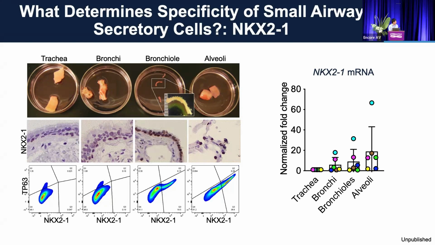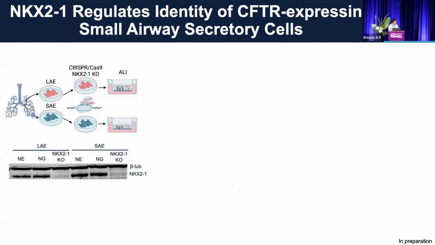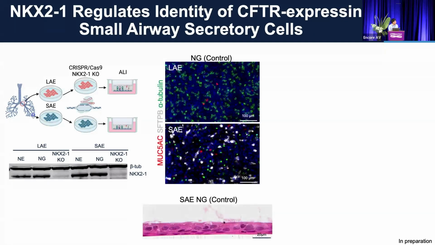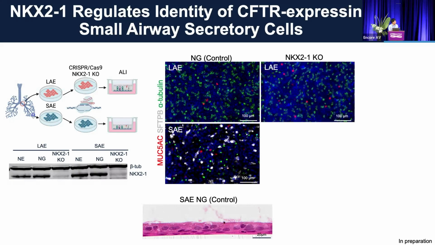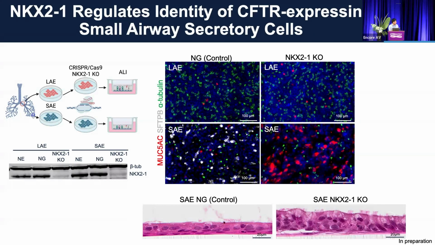So we focused on this transcription factor and performed CRISPR knockout of this gene in both large and small airway primary airway epithelial cell cultures. This is a control culture showing nice ciliated cells in both large and small airway cultures. The white positive cells are SFTPB positive cells, and these are only found in the small airway cell cultures. When we knock out NKX2.1, there is almost no change in the large airway cultures, but in the small airway cell cultures, there is a massive increase in MUC5AC positive goblet cells.